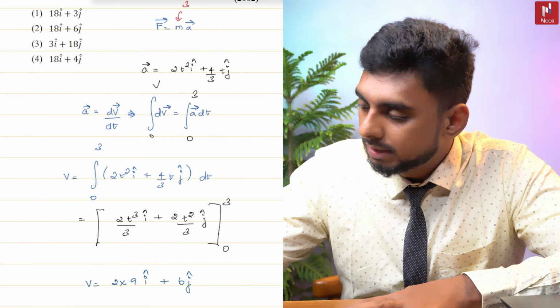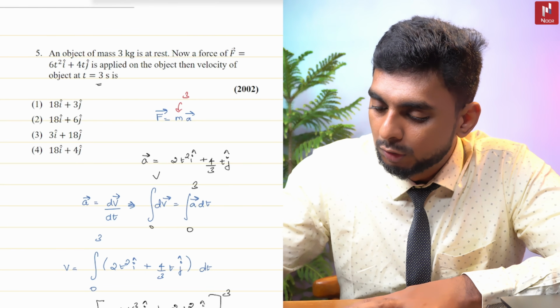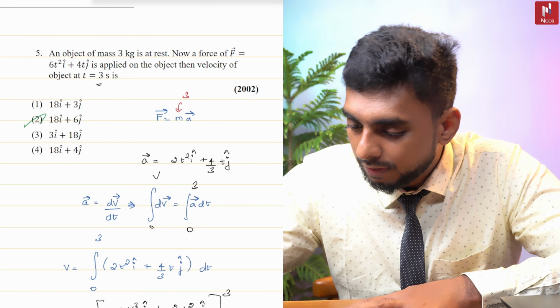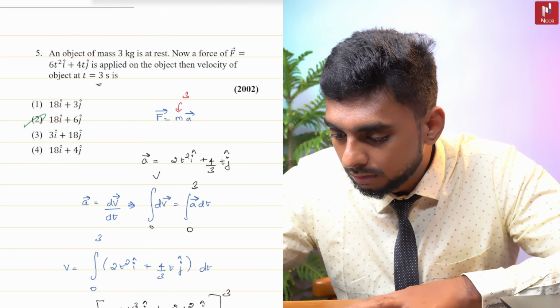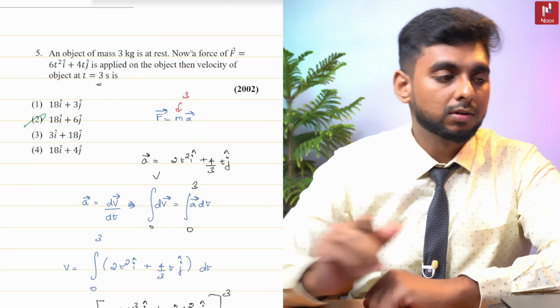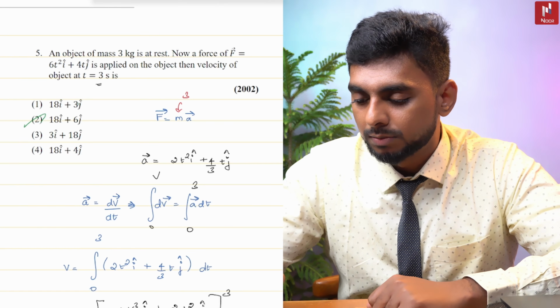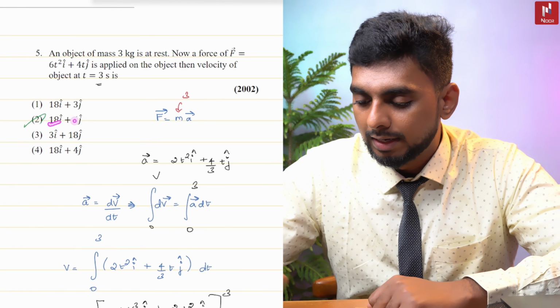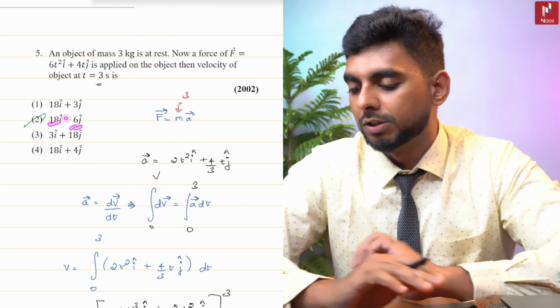18 i cap plus 6 j cap, which is option 2. Fine, so you should get this one, right? You shouldn't have any doubt. The first option is 3 i cap. So 18 i cap and then 6 j cap, which is option 2, right? You should be clear with this sum, right?